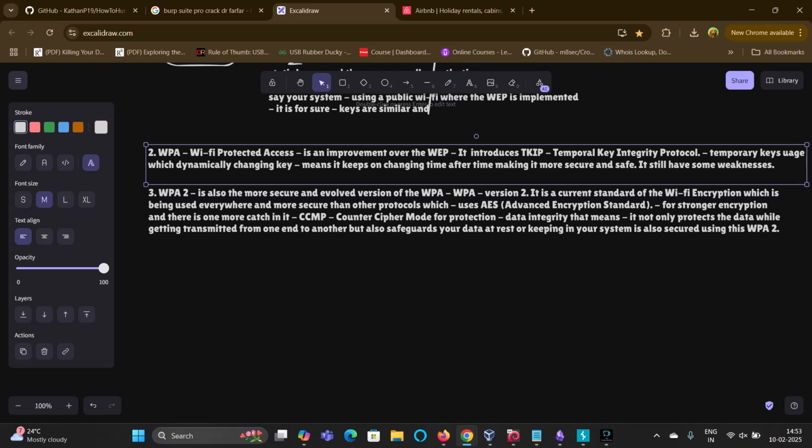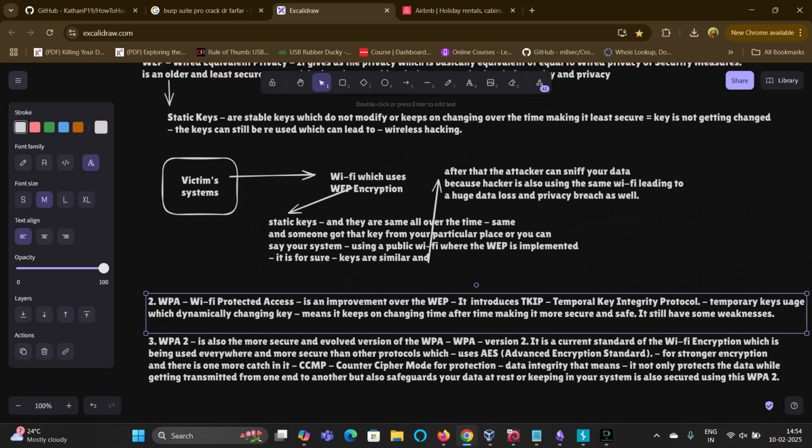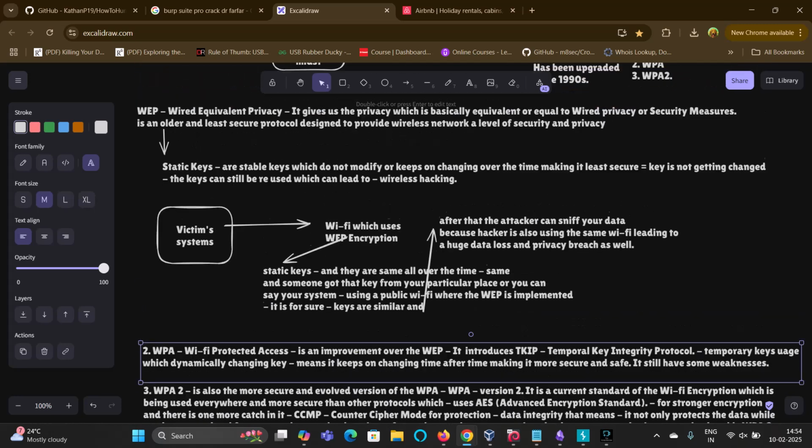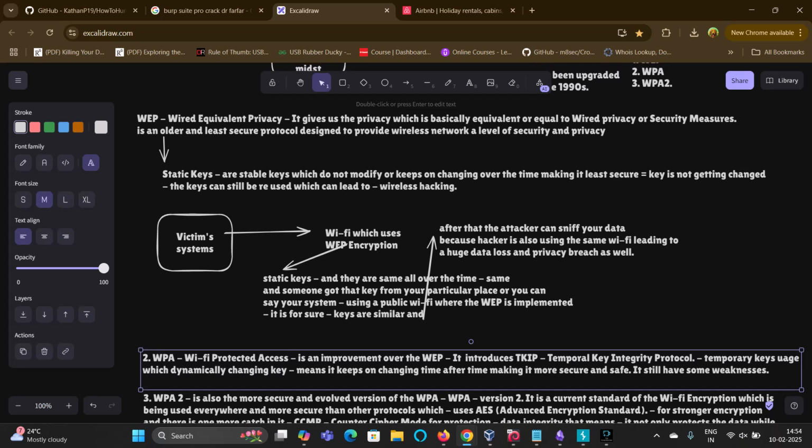And after that there comes WPA2, that is Wi-Fi Protected Access version number 2, which is an evolved version of WPA. It uses AES as well as CCMP for data integrity as well as stronger encryption to keep your data safe and sound while transmitting data over the internet, or using Wi-Fi or public Wi-Fi. So these are the protection encryptions you can use over your Wi-Fi in order to prevent data leakage and data breach. So I hope this video is pretty clear, guys.